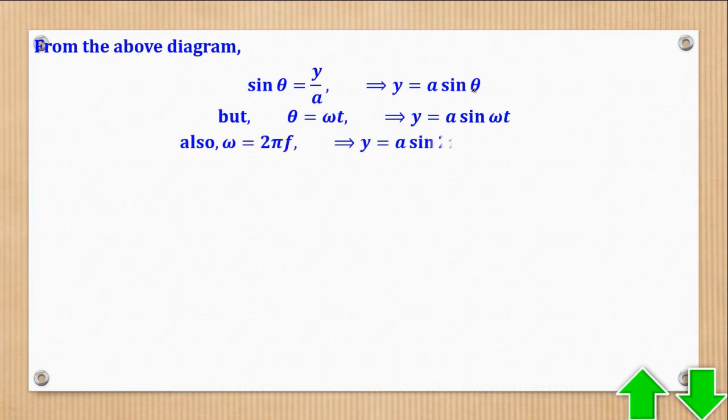Then I also remember that omega in terms of frequency is 2 pi f. Therefore, substitute for omega to come up with y equal to a sine 2 pi ft as the equation for y.